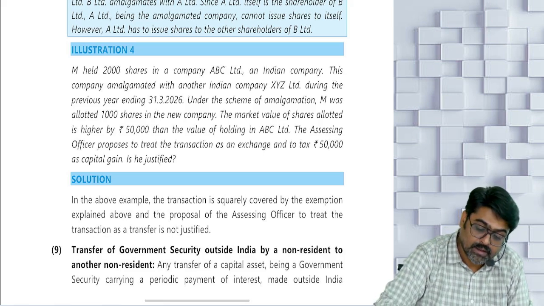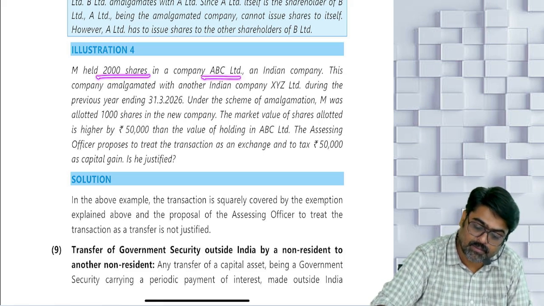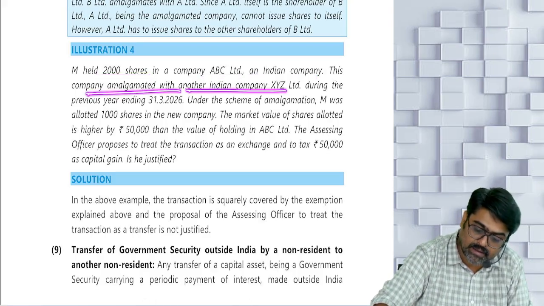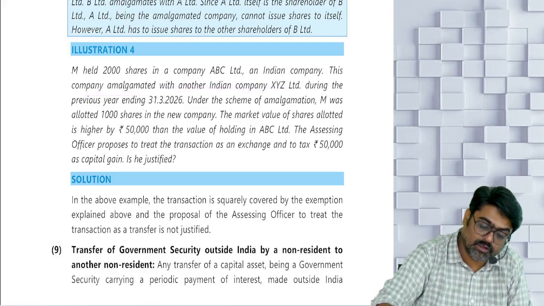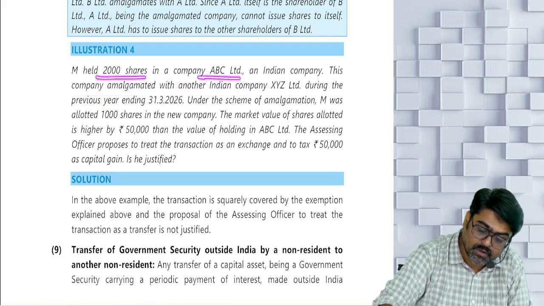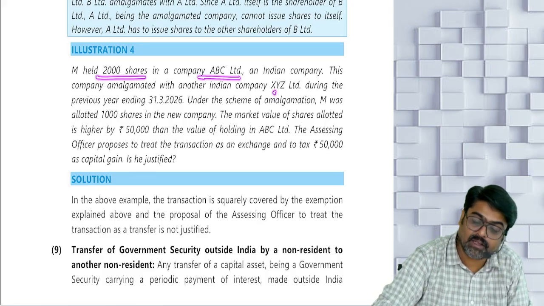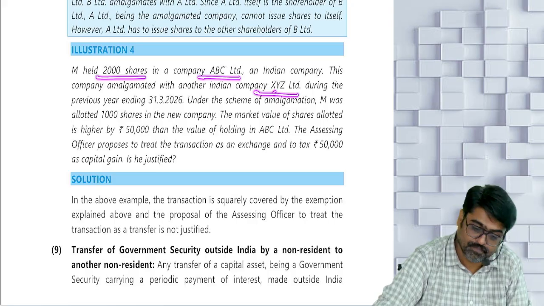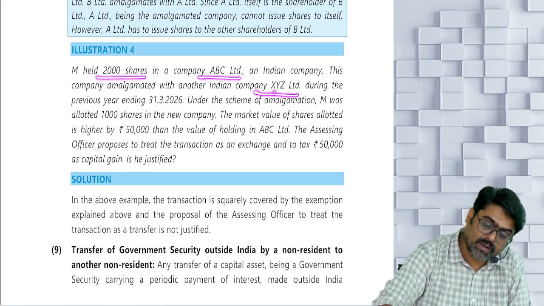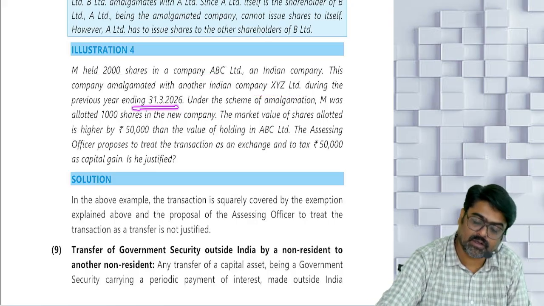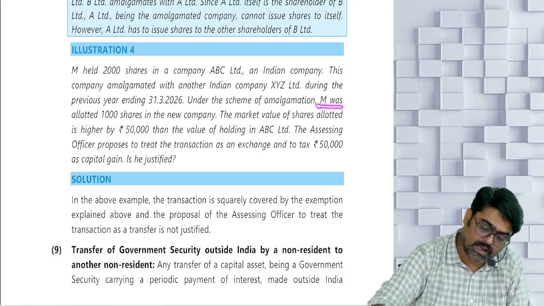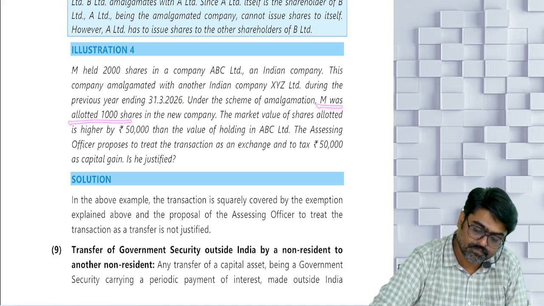Now read. 2000 shares in a company ABC Limited, an Indian company. This company amalgamated with another Indian company, XYZ Limited. So he is already having 2000 shares of ABC Limited, and now the amalgamation of this company is taking place with XYZ. Can I say XYZ Limited is the amalgamated company? Yes or no? Now this amalgamation is taking place during the previous year 25-26. Under the scheme of amalgamation, M was allotted how many shares?